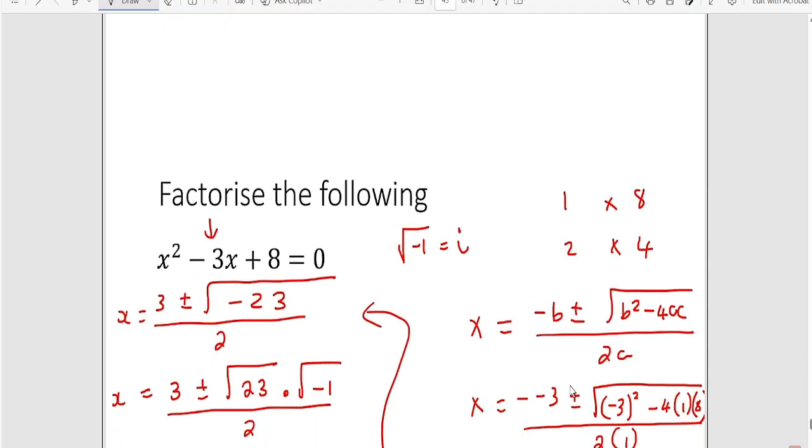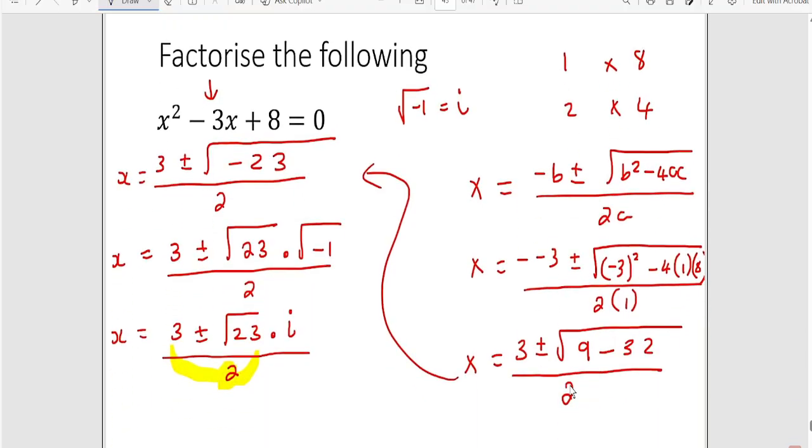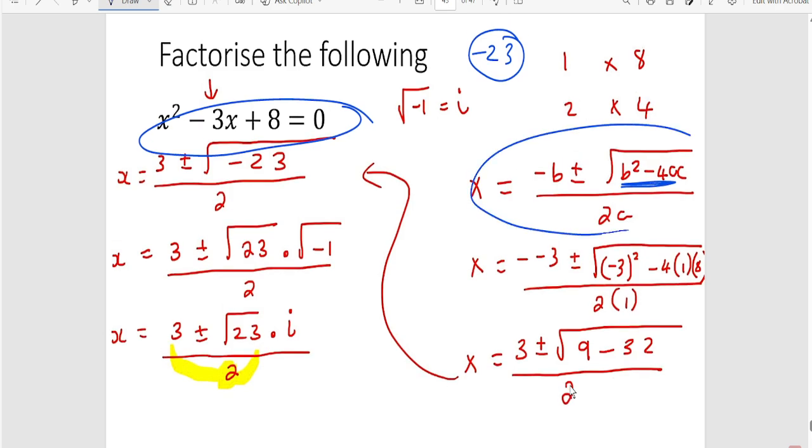Like in this question again, if you find b square minus 4ac, you will get negative 23. So if b square minus 4ac is negative, that means this quadratic equation is going to have complex solutions, no real solution. So you use this quadratic formula to find roots, plug in all the values of a, b, c, then you will get a negative value inside the square root. You split it into a positive square root and then a square root of negative 1, which is equal to i. In place of this just plug in i, everything else is the same.